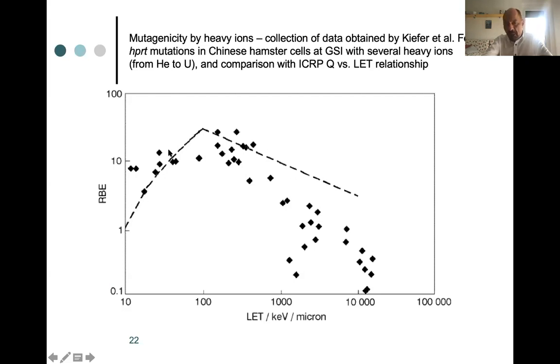You see, it's not exactly the same. Looks like here, for example, it goes down more than the ICRP. But if you take mutation, RBE versus LET, you are not very far from what radiation protection is using. So this kind of bell-shaped curves, we have seen them already. We have seen them with chromosomal aberrations. We have seen them with cell killing. Now we see them with mutations.